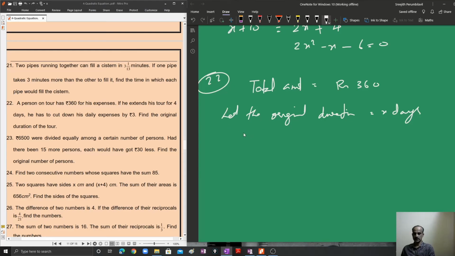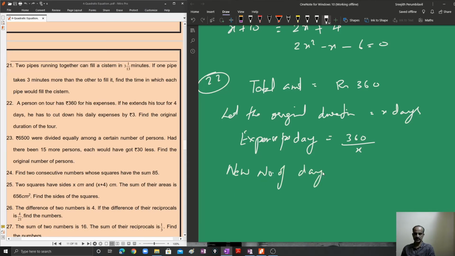Therefore, what is the expense per day? Expense per day is what is changing. You can say that he has to cut down his daily expense by 3. That means the change is in expense per day. What is the expense per day? He has 360 rupees and x days, so 360 by x. He extends this to the new number of days.